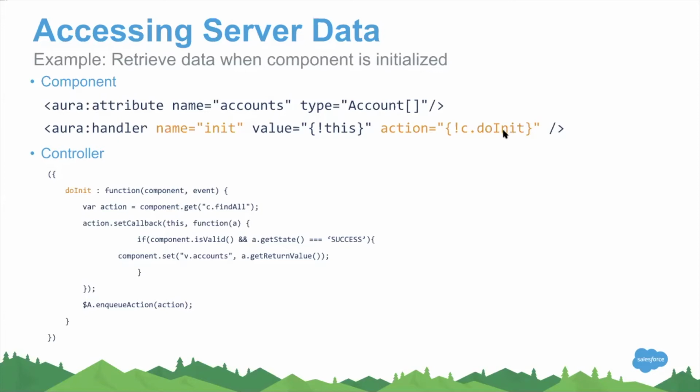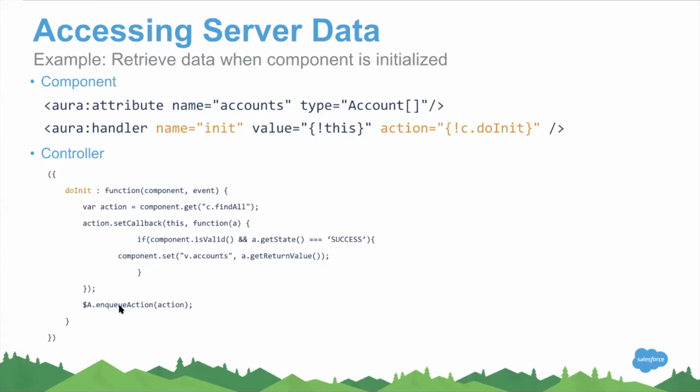So over here we are calling the doInit method, and what happens is on the Apex controller, we have a method called findAll, and we are creating an instance of the findAll method in the JavaScript code, and we are attaching a callback method called function(a), which gets executed as soon as the server request is done. And in addition to that, we have a line called $A.enqueueAction.